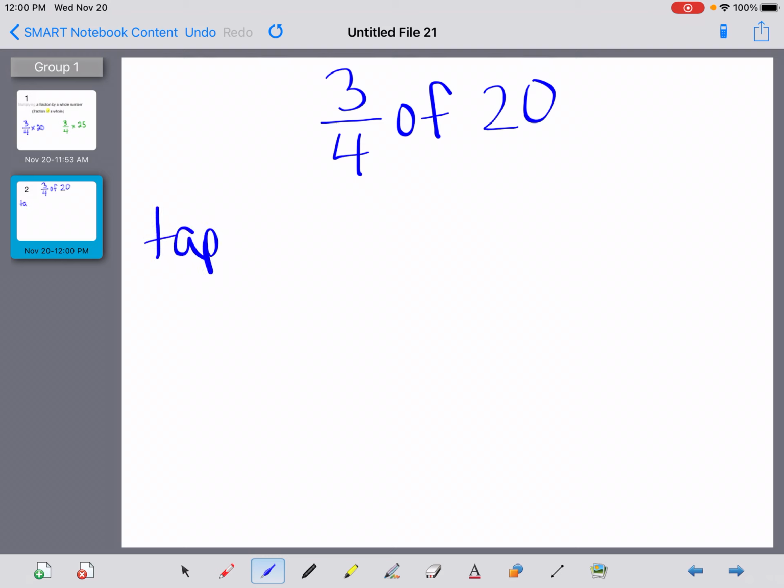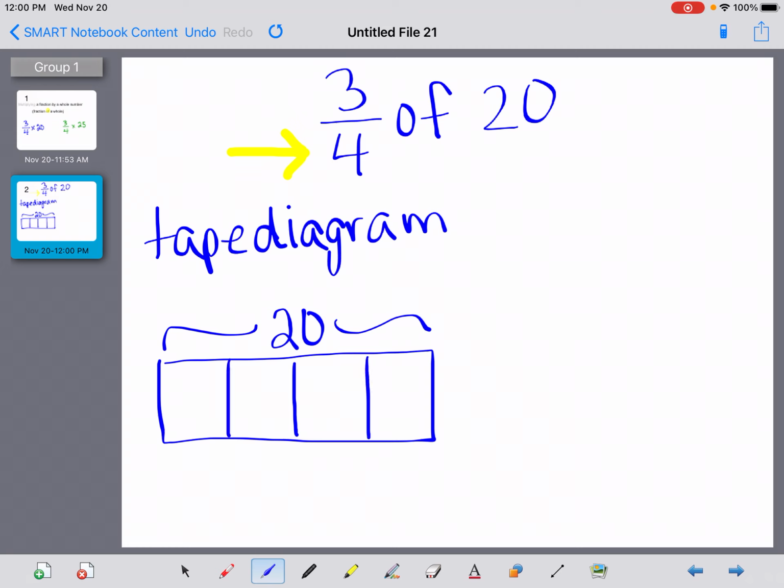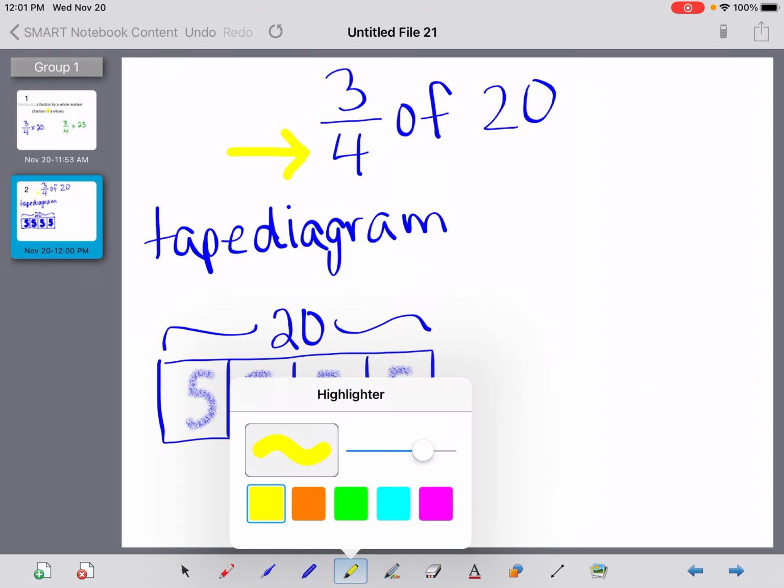The first strategy I want to use is a tape diagram. To do that, I'm going to draw my tape diagram and label it 20, since 20 is the total that I have. Since I see right here that I split that into fourths, I'm going to split my section into fourths. Now I'm going to ask myself, what is 20 divided by 4? Okay, I know that it is 5. So I know that there are 5 in each of these groups.